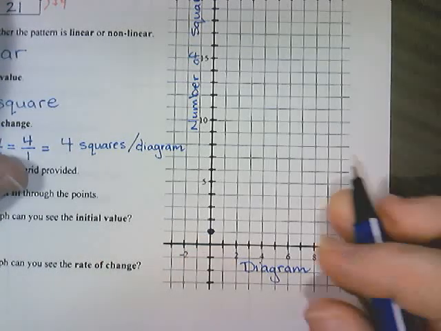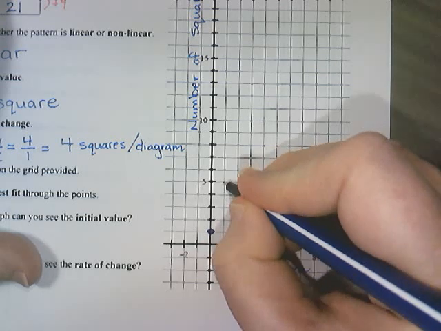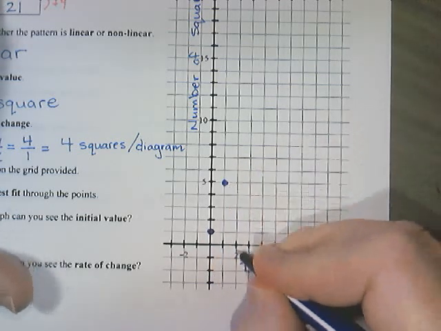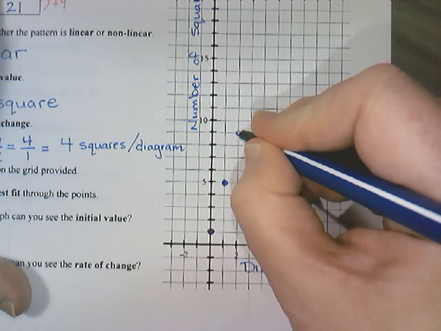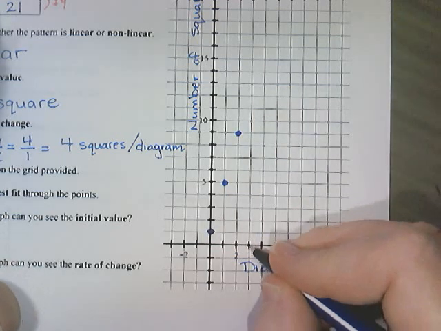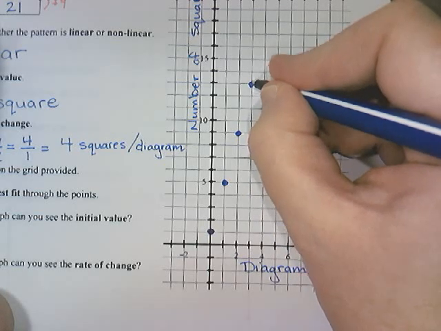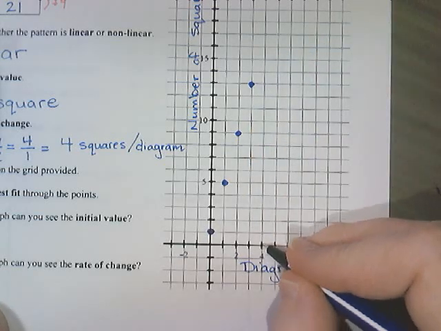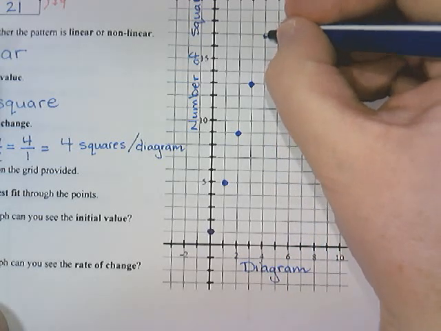Then I have 1 and 5. So 1 is in between 0 and 2, and 5 is right there. 2 and 9. That's the one right before 10. 3, there's 10, 11, 12, 13. 4, and there's 15, 16, 17.